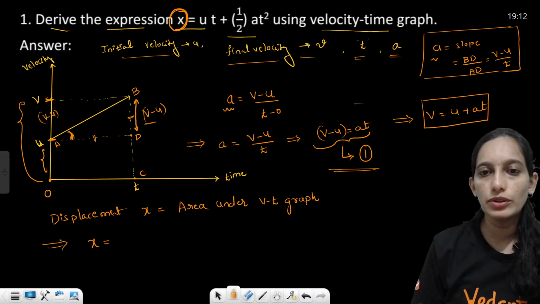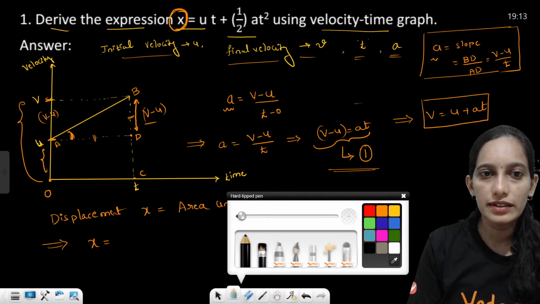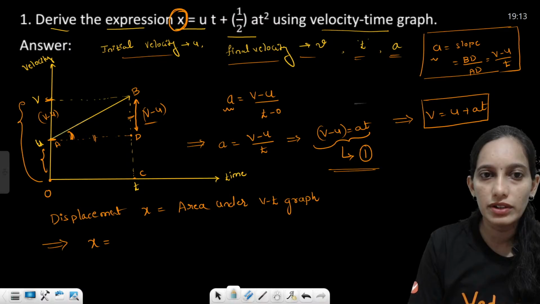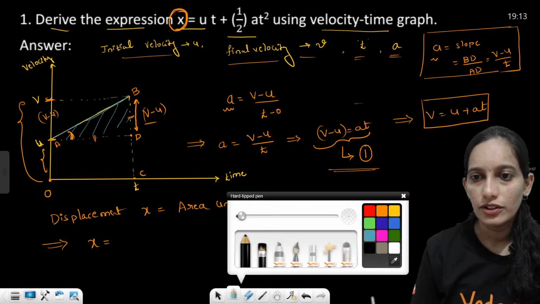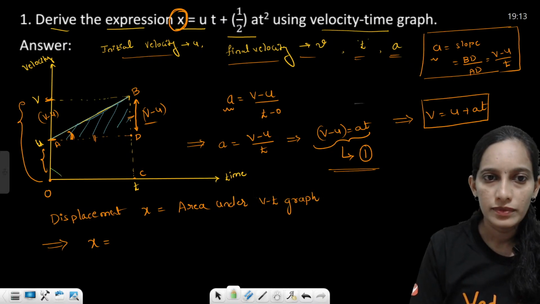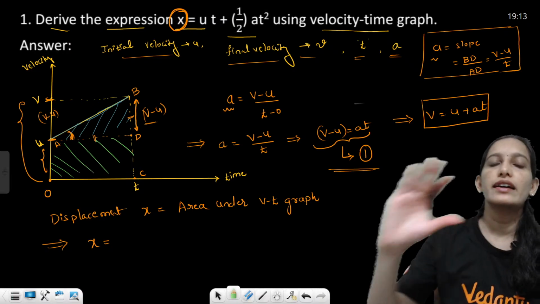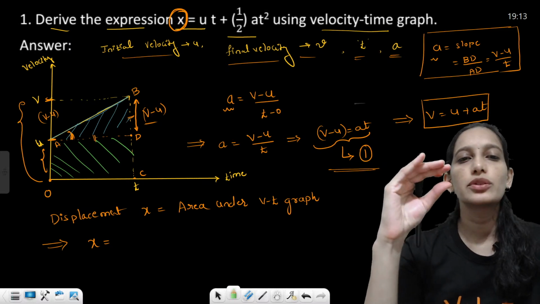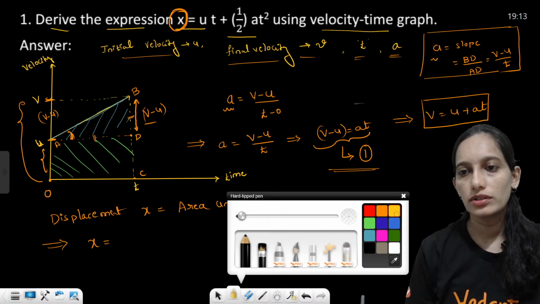So area under the VT graph: if we observe here, under the line AB, this is our VT curve. Below this line, how much area is there? I can say there is this triangle area, and then this rectangle area, correct? So I can divide the total area into a triangle area plus the rectangle area. Now my job is to find the total area.